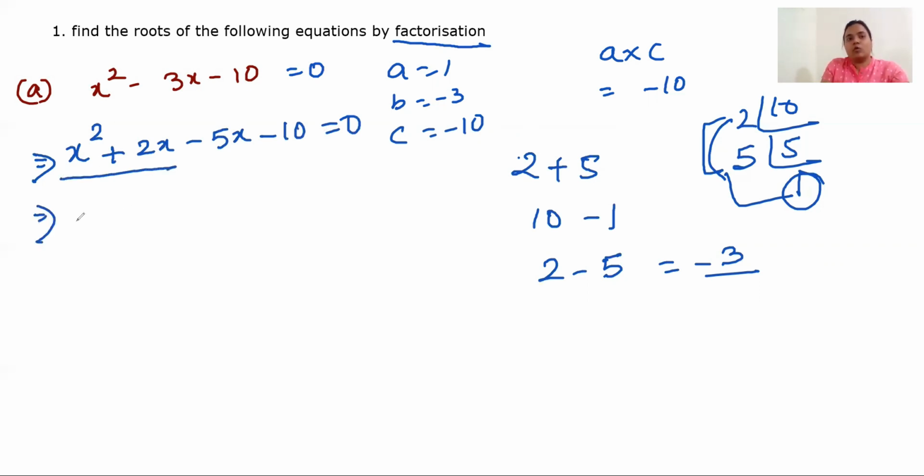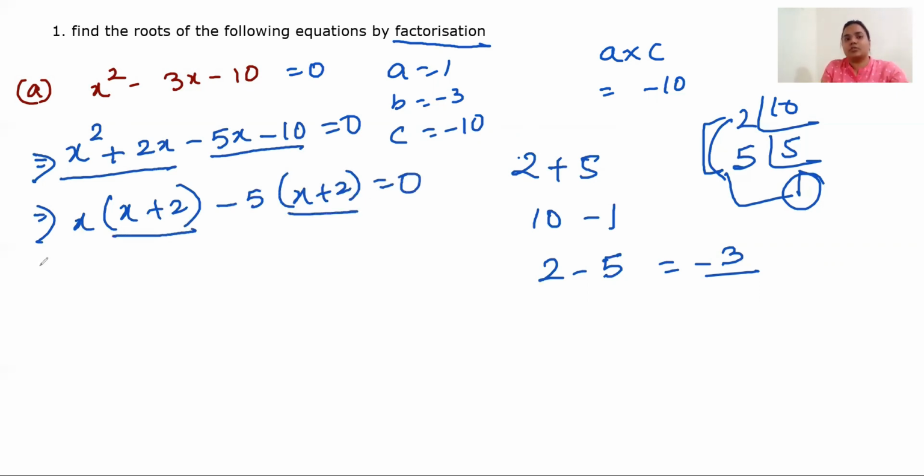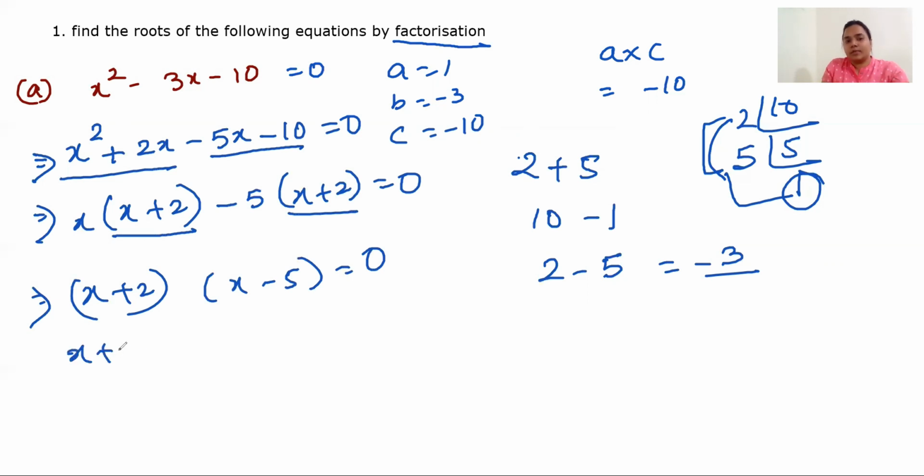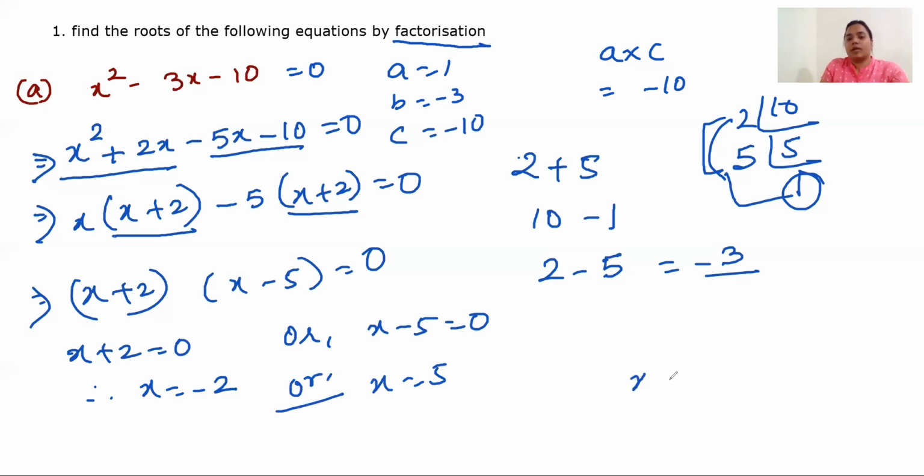I'll take x common out of it: x plus 2. From this, I can take minus 5 common. I'll be left with x plus 2. See, I'm getting the numbers inside the bracket the same. So x plus 2 is common, x minus 5 is left, equal to 0. Now, either x plus 2 is equal to 0 or x minus 5 is equal to 0. So therefore, x is equal to minus 2, x is equal to 5. So the values of x are minus 2 and 5. Okay, let's move to the next question.